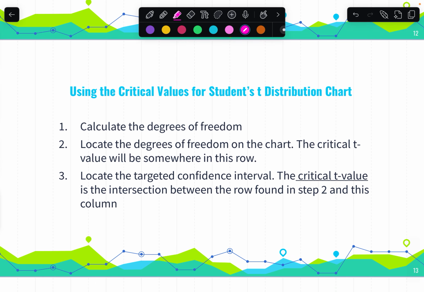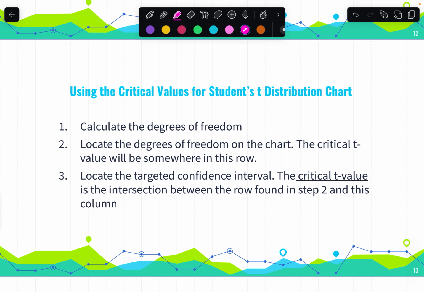So we have this new chart. Let's go through the steps for how to use this chart to find the critical t-values. As we alluded to before, the content inside is the critical t-value itself, and you're using the confidence interval and the degrees of freedom to do this. The first thing you have to do is calculate the degrees of freedom, which is probably the easiest calculation you'll ever have in this class. You take the number and subtract 1 from it.